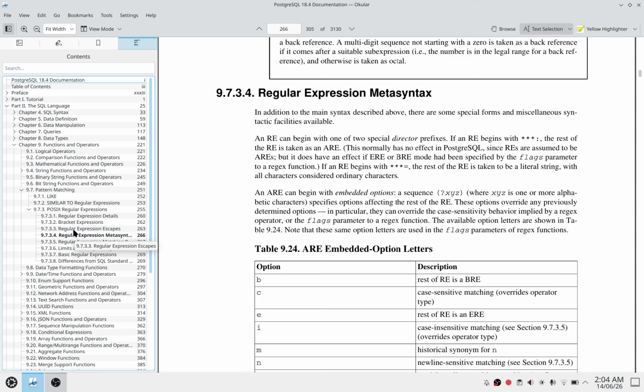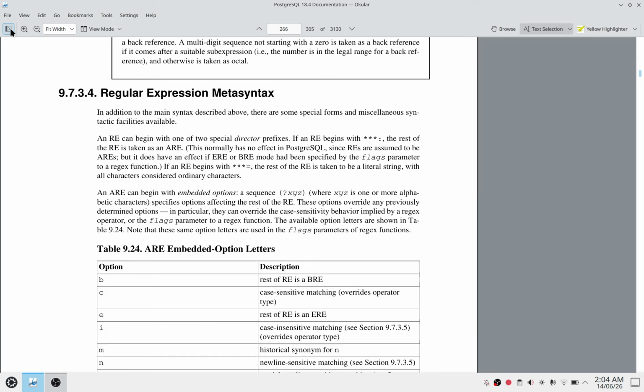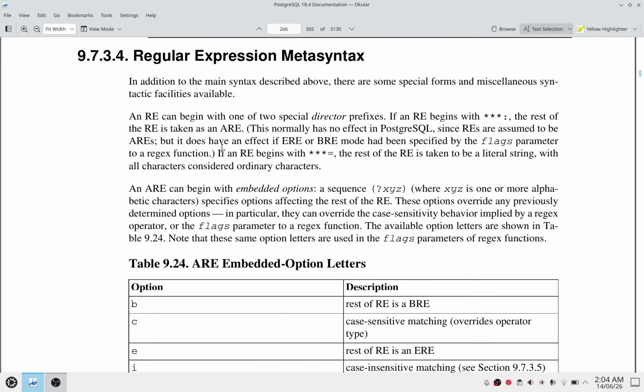We had read till regular expression escapes. So we will start with regular expression metasyntax, and we have roughly 5 pages to go through. And we'll try to finish this pattern matching in this video. We'll wrap it up. So without further ado, let's get started.